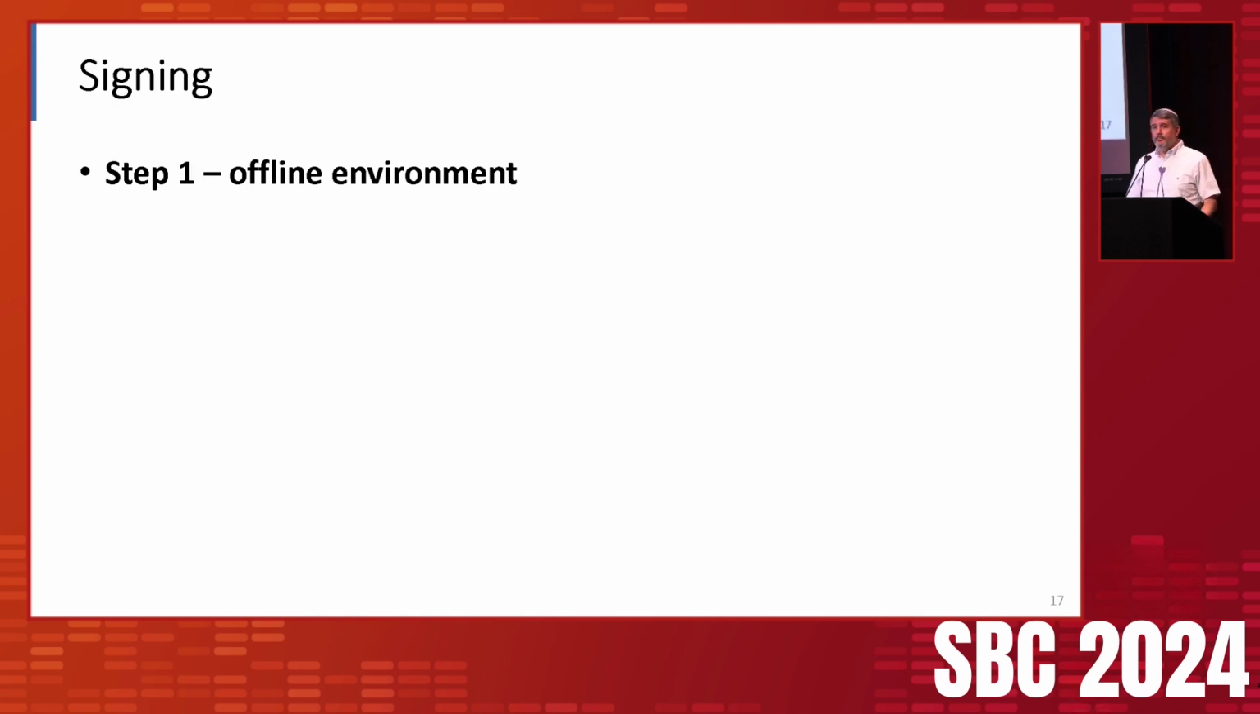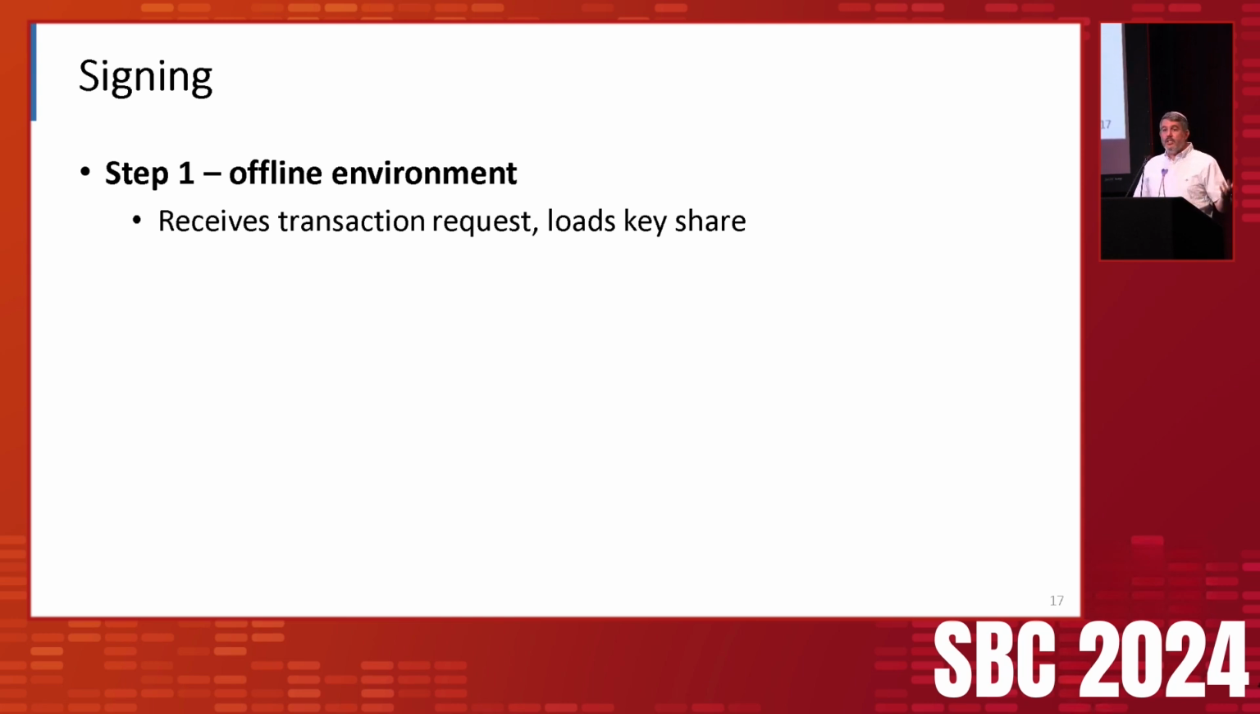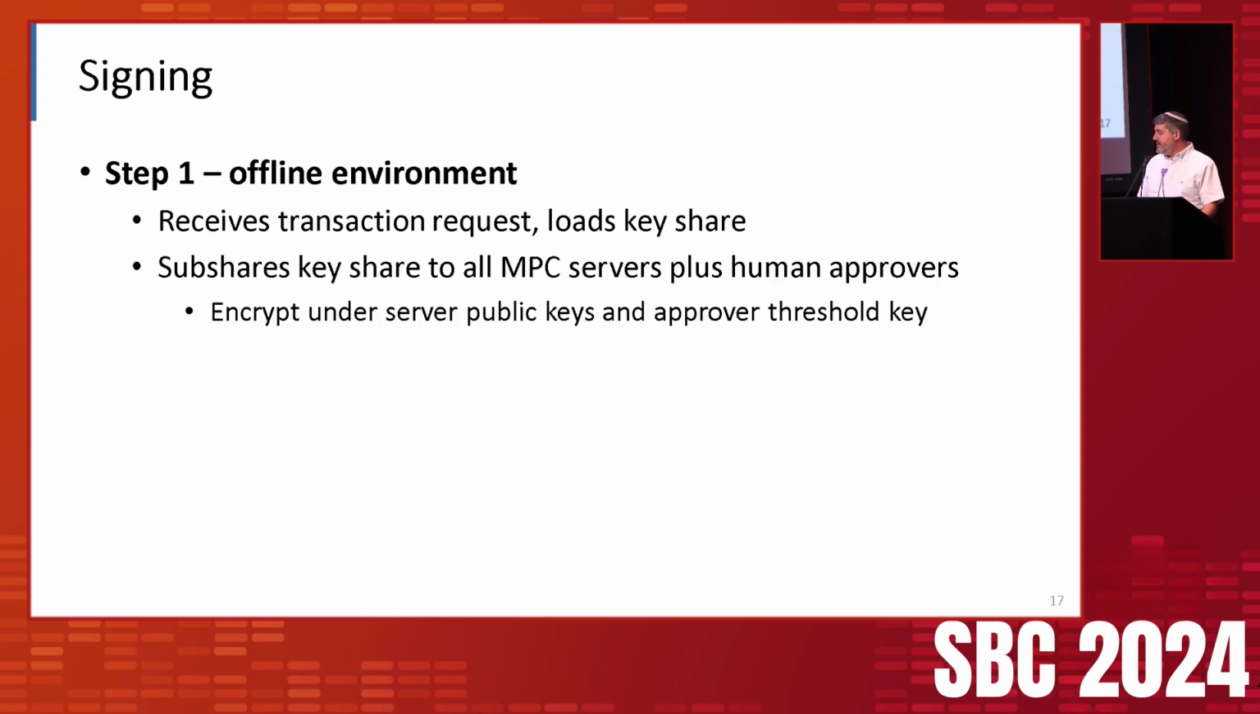Okay, now we'll get to the complicated process, which is how do you sign with this system? So the first step is at the offline environment. The offline environment receives a transaction request, loads the key share in however that offline environment operates, and that key share is then sub-shared into shares, one sub-share for the human approvers and an additional sub-share for each MPC server. So in the diagram we had with 4 MPC servers, you would be sub-sharing this into 5 sub-shares, 5 additive shares. This just means random values under the constraint that they sum to the offline environment's share.